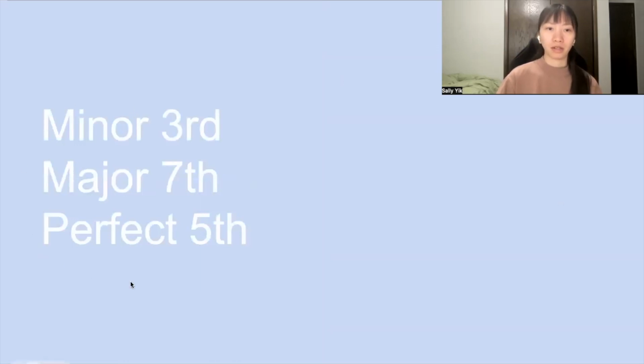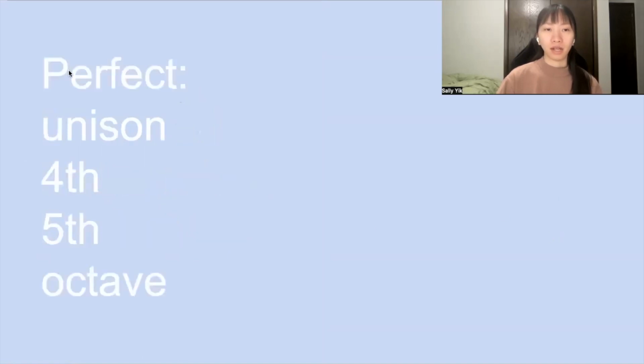So the first part here indicates the quality of the interval. And the second part here with the numbers tells how many steps there are between the two notes. And then for these steps, four of them are special because they are always associated with the quality perfect. And these steps are unison, the fourth, the fifth, and octave.